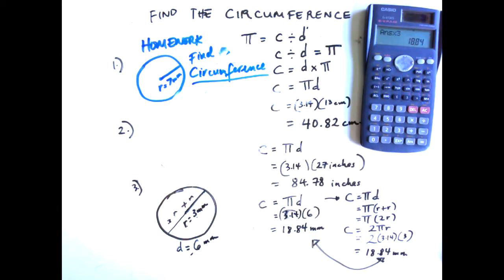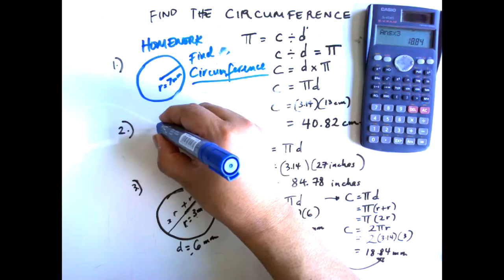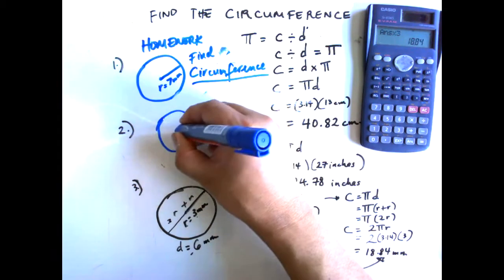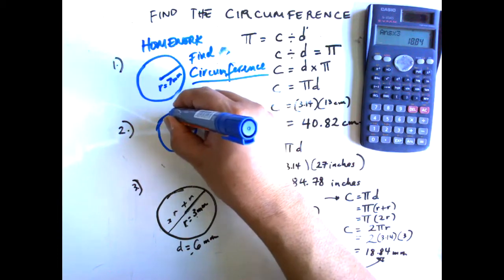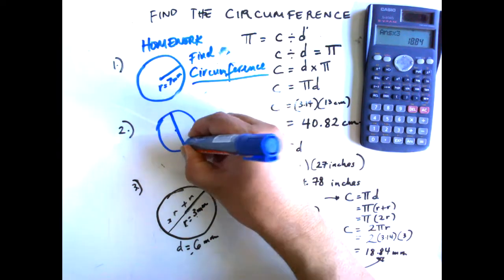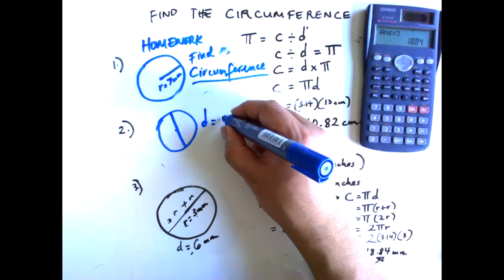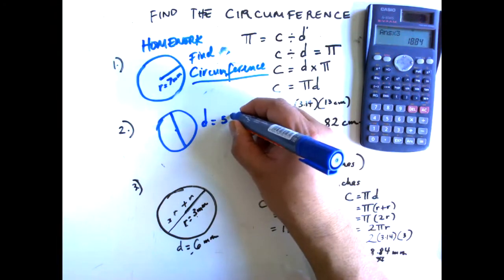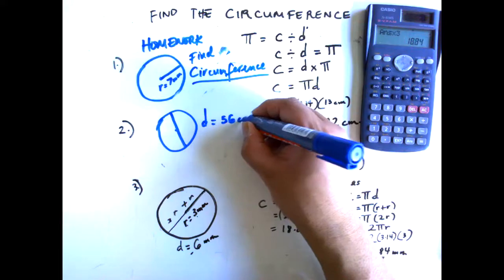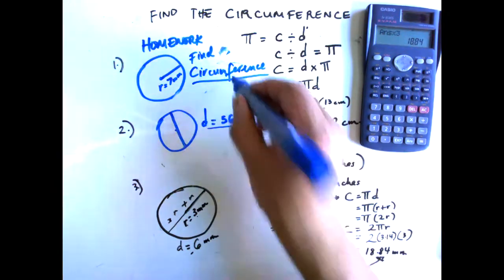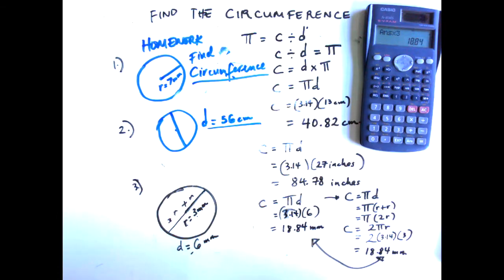There you go. And the other question would be, if you have a circle with a diameter of 56 centimeters, now that's very big. Yeah, this is 56. What is the circumference? So those are 2 questions.